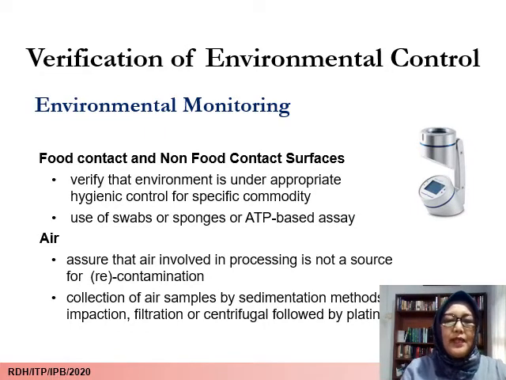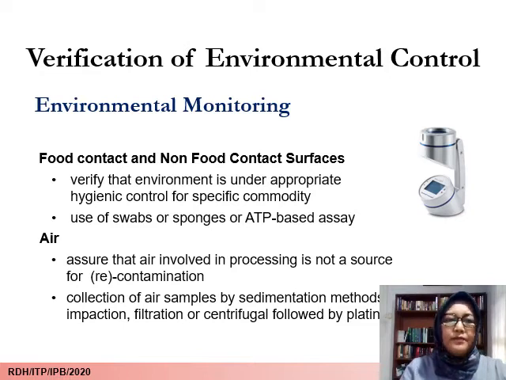Environmental monitoring can be done by monitoring the food contact and non-food contact surfaces to verify that the environment is under appropriate hygienic control. You can use a swab, for example, or sponge or ATP-based assay to verify your environment. Additionally, you can also monitor the air to assure that air involved in processing is not a source of recontamination. Testing of air can be done by collecting air samples by sedimentation method, impaction, filtration, or centrifugation, followed by plating on agar.